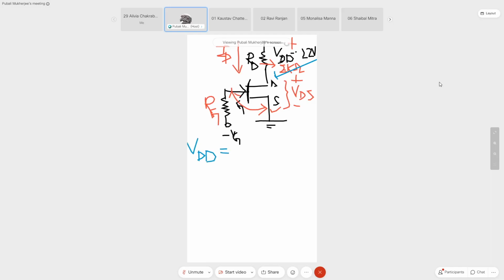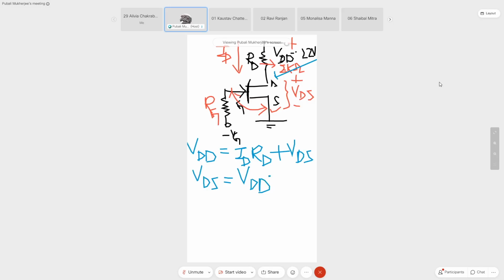VDD is equal to IDRD plus VDS. Therefore, VDS is equal to... we said that we need to formulate an equation which involves VDS and ID, because those are the two parameters we are plotting on the x-axis and y-axis of the drain characteristics. So VDS is equal to VDD minus IDRD.